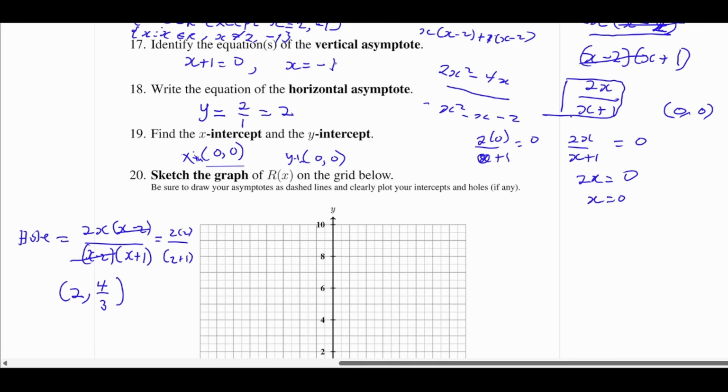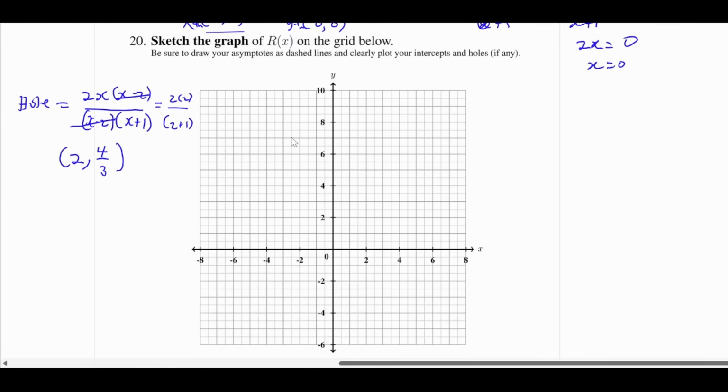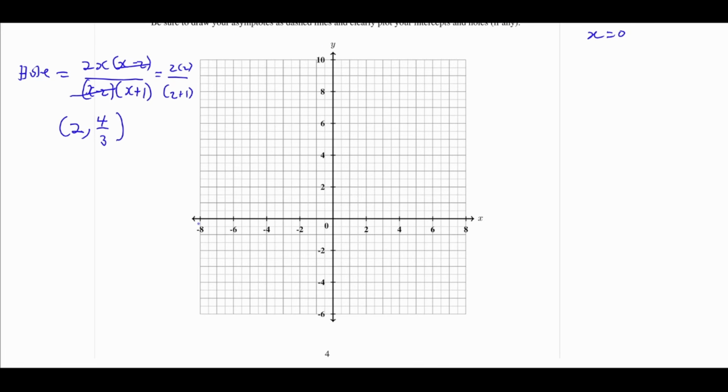So I'll come to my graph, and then I'll look for 2 and then 4 over 3. So 2, where is 2? 2 is here. Then 4 over 3 will be somewhere around 1.3333. So it will be somewhere here. So I'll sketch a nice hole. That is how the hole looks.